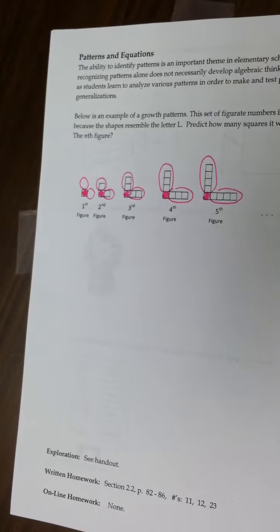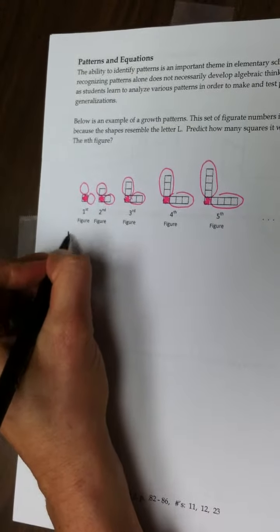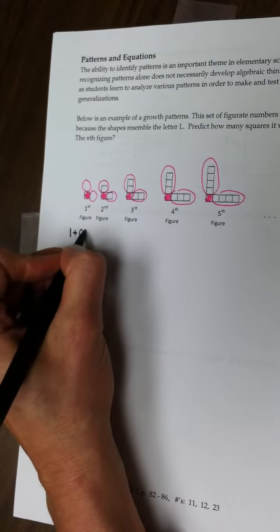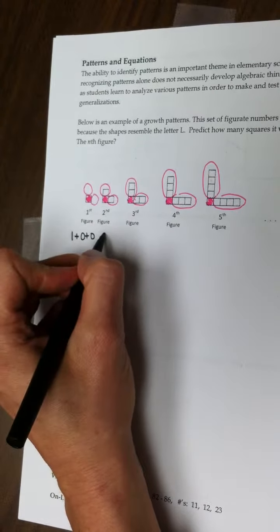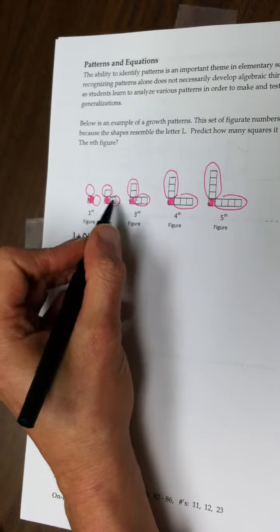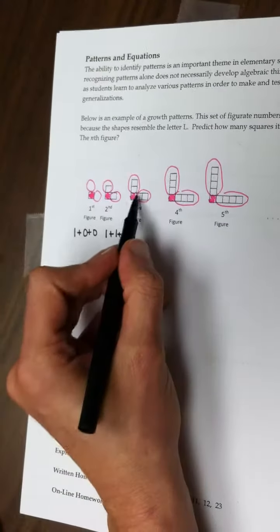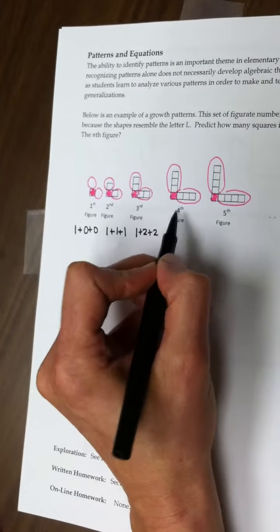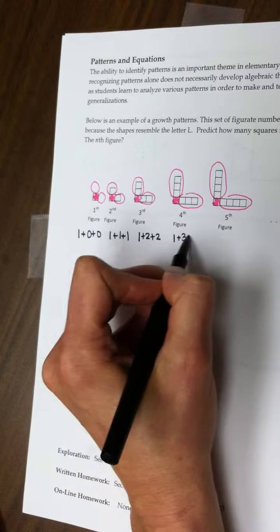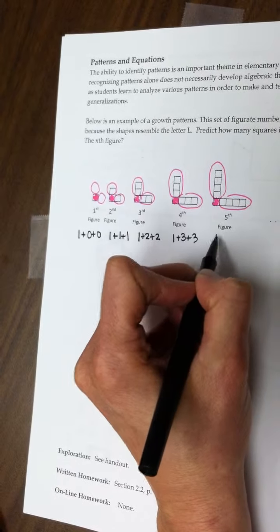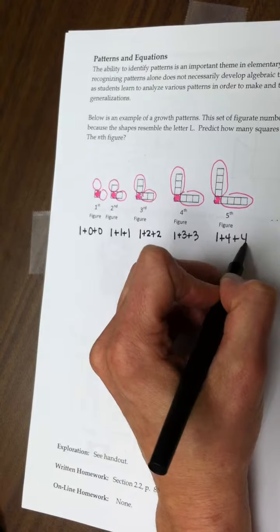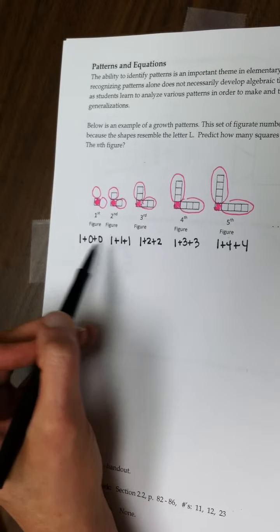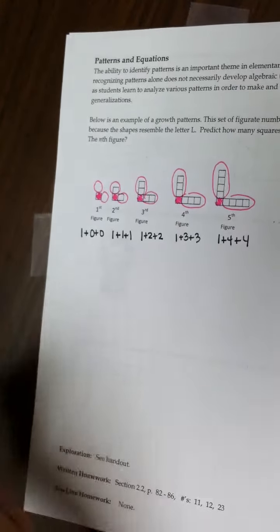So now the pattern that I'm seeing over and over again would be 1 plus, in the first figure, I have 0 to the right and 0 on top, so 0 plus 0. Then the next figure, I still had 1 in the corner, plus 1 to the right and 1 on top. The third figure, I had 1 in the corner, plus 2 to the right and 2 on top. Fourth figure, I had 1 in the corner, plus 3 to the right and 3 on top. And in the fifth figure, 1 in the corner, plus 4 to the right and 4 on top. So by looking at the figures in this way, I see that I have a constant of 1 in every single pattern. That 1 represents the corner.